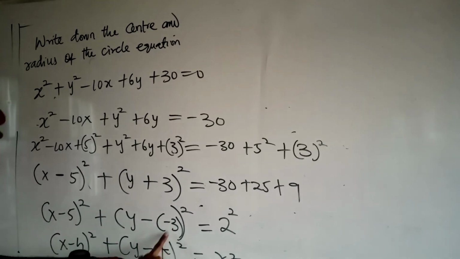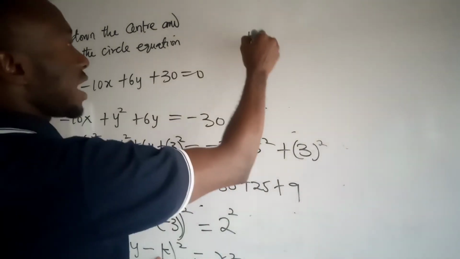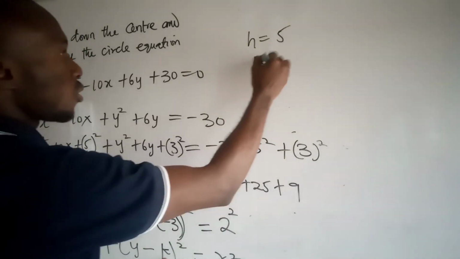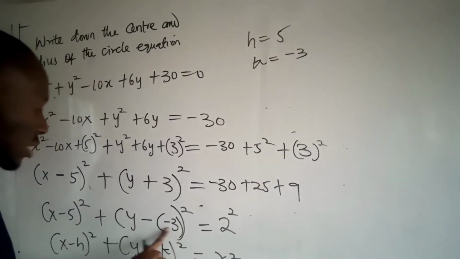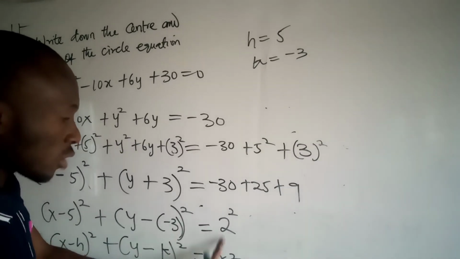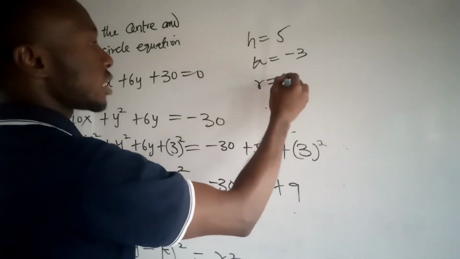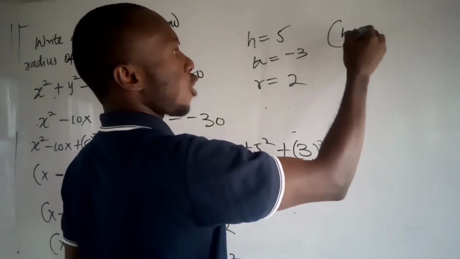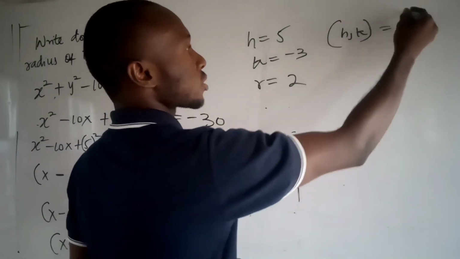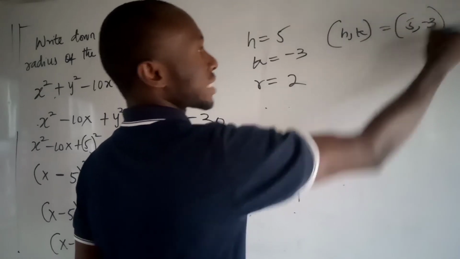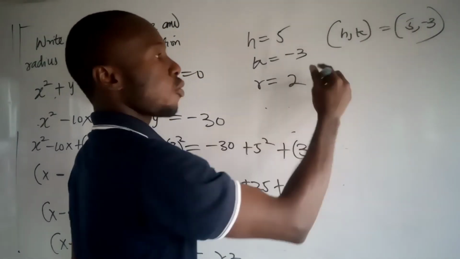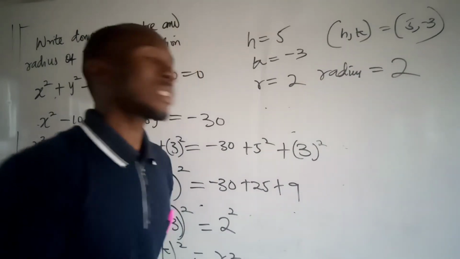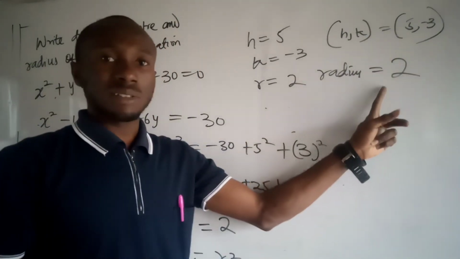and the k is just minus 3. So we see that h is equal to 5 and k is equal to minus 3, and of course r is just equal to 2. So the center of the circle, which is written as h, k, now becomes 5, minus 3. That is the center of the circle, and the radius of the circle is just 2. So this is the center of the circle, and this is the radius of the circle.